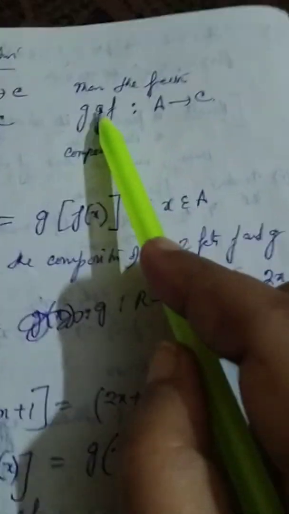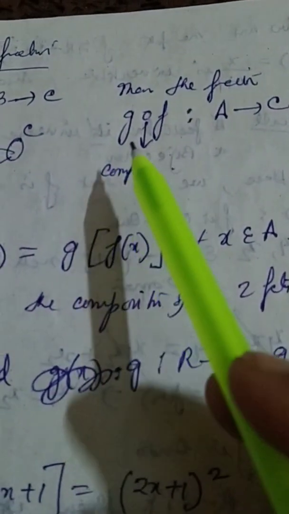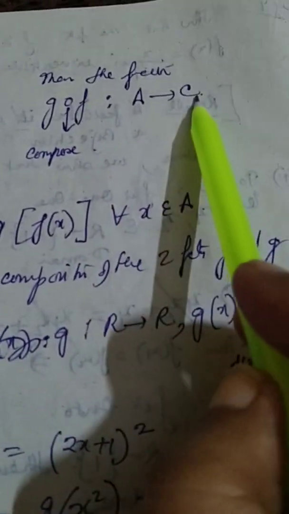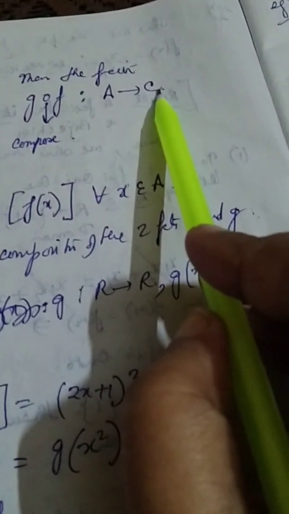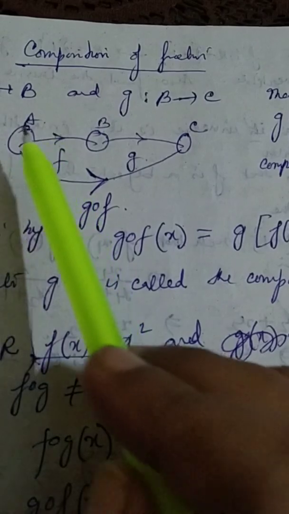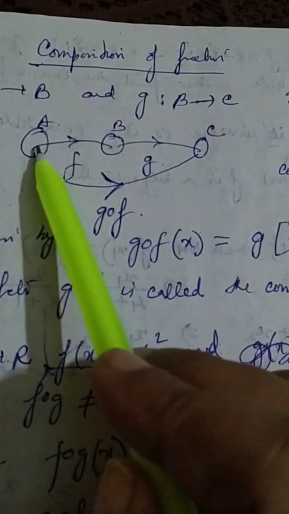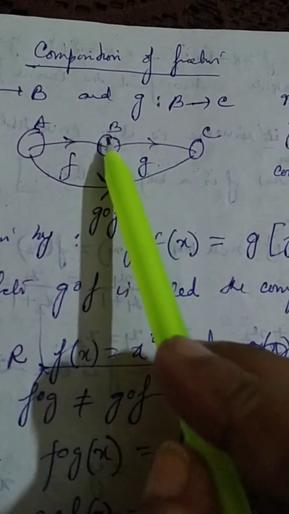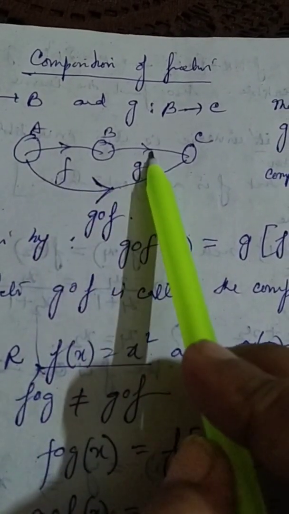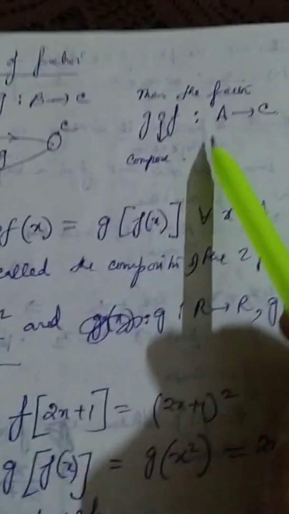Then G compose F. This circle over here is read as compose. So G compose F means it is the mapping from A to C. Even though we are writing G compose F, it is a mapping from A to C. Mind you, I hope you have noticed that. So F is a mapping from A to B, G is a mapping from B to C. So G compose F will be a mapping from A to C.